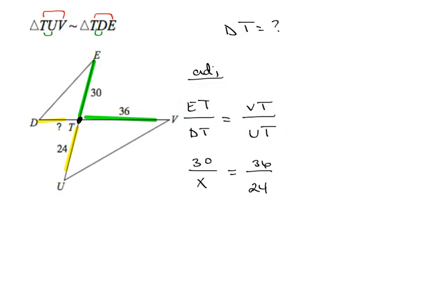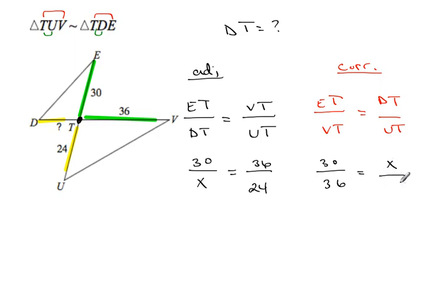I could have also done this with corresponding sides. Right? I'm going to abbreviate corresponding. So adjacent sides, corresponding sides. So the corresponding sides here, ET corresponds to VT, and DT here in yellow corresponds to UT, which is under here. And if you fill in those numbers, ET is 30, VT is 36, DT is my unknown, and UT is 24.